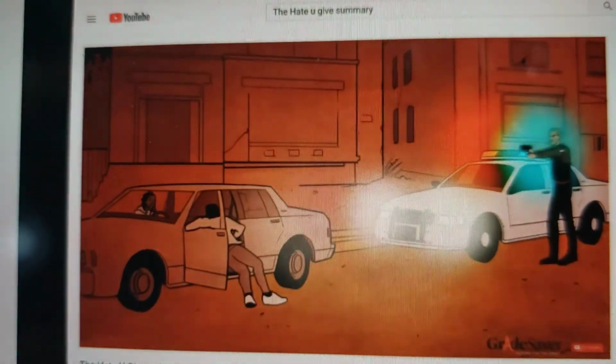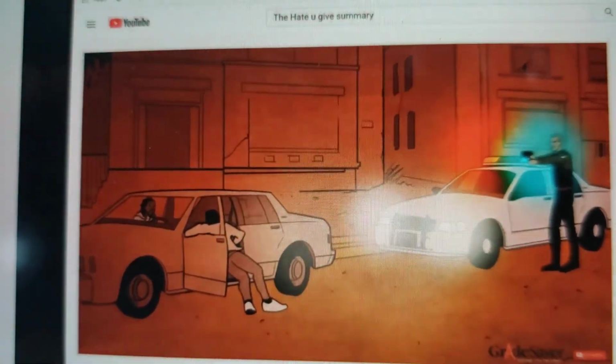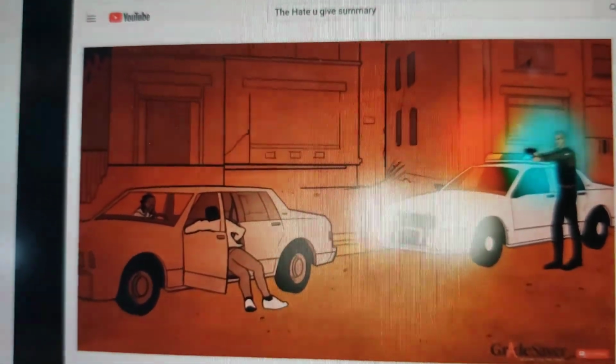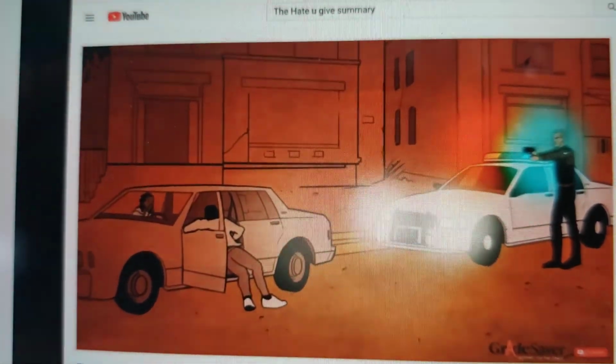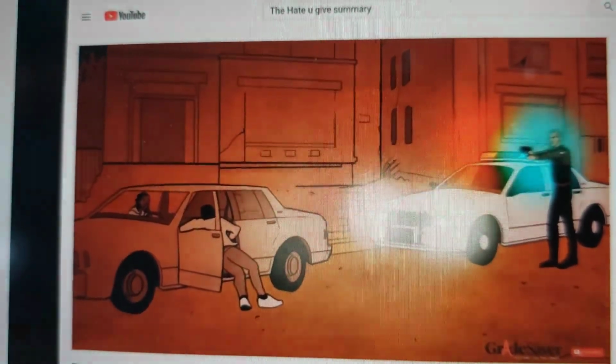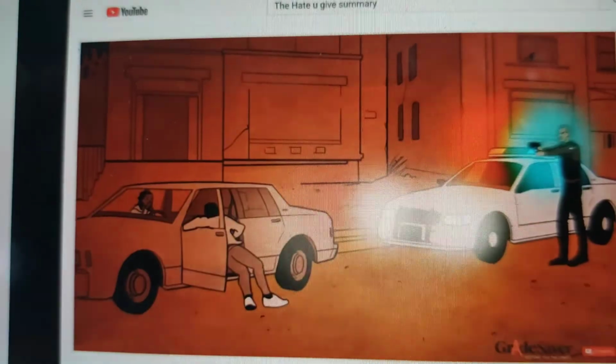Starr and Khalil flee the scene and are pulled over by a police officer for driving with a broken taillight. The officer pats Khalil down and walks back to his car. When Khalil opens his car door to ask Starr if she is okay, the officer opens fire, and Starr watches her friend die.